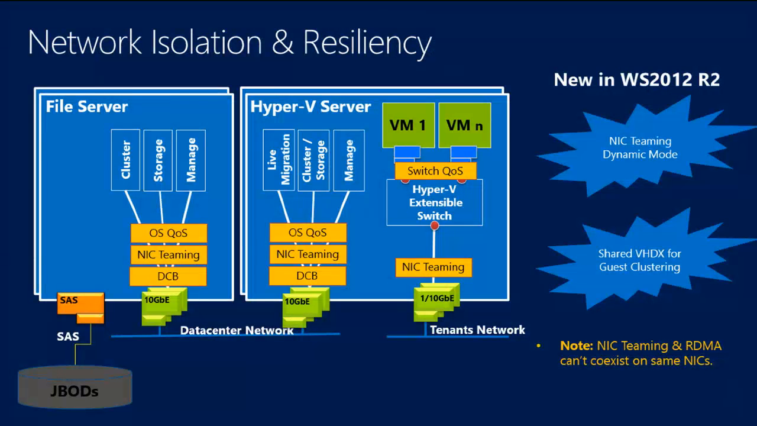In 2012 R2, NIC teaming became better. It now knows how to dynamically load or change the load between the different teams in the NIC, specifically for this case, where it sees network virtualized traffic. So it knows how to handle that better and better split the load. And on the resiliency aspect, we talked about it before, there is a shared VHDX feature that will allow VMs to do guest clustering using a shared file that sits here on the file server. So you can do guest clustering over SMB, basically.